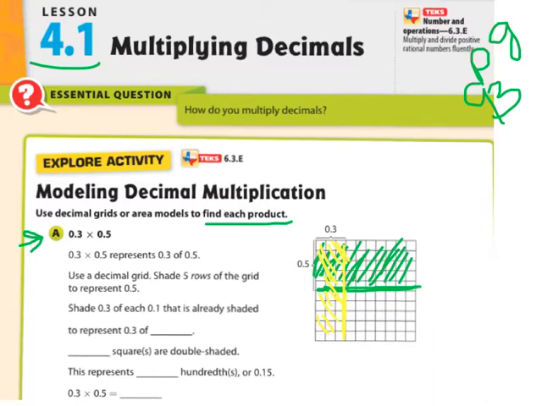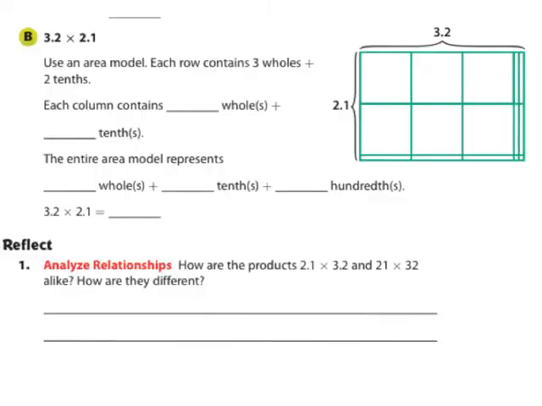So 3/10 of each 1/10 that's already shaded represents 3/10 of 5/10. And remember, of always means multiply. And so 15 squares, this little section right in here, that's 15 squares. That's the part that's double shaded. And those are hundredths. So that's 15 hundredths. And 3/10 times 5/10 is 15 hundredths.